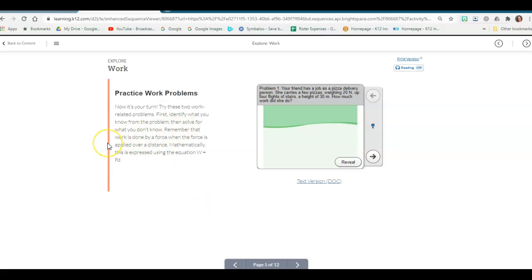And remember that work is done by a force when the force is applied over a distance. So mathematically, this is expressed by using the equation work equals force times distance. So problem 1 says your friend has a job as a pizza delivery person. She carries a few pizzas weighing 20 newtons up 4 flights of stairs, a height of 30 meters. How much work did she do?